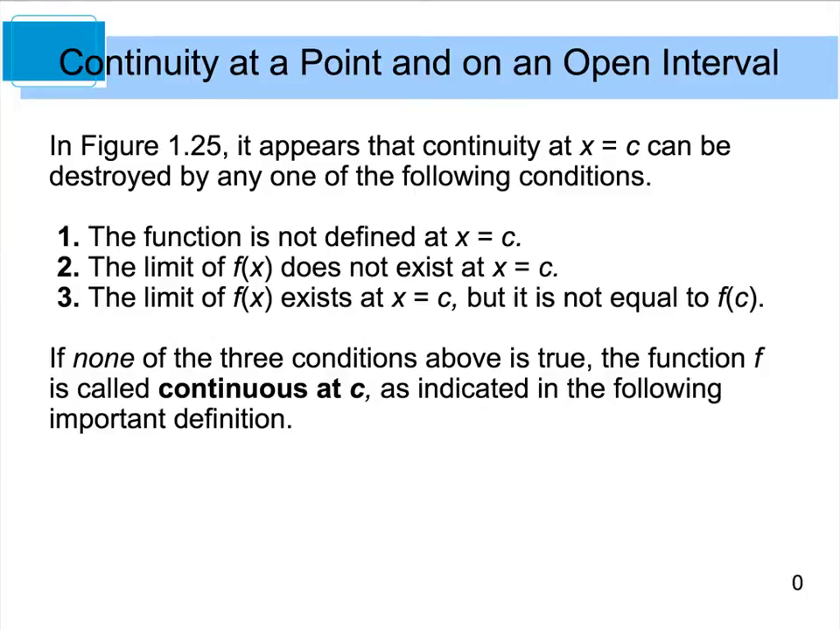So to sum up those three graphs, continuity fails when a function is not defined at a specific point, in this case at x equals c, if a limit does not exist at a specific point, or if the limit exists but it is not equal to the function evaluated at point c, and that would have been the third graph that we looked at on the previous slide. And if none of these conditions are true, then we say that our function is continuous.